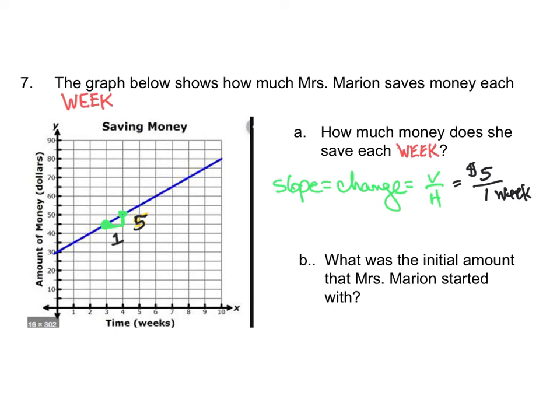Then what's my initial amount? Oh, let's look at that graph. So that graph, oh, it comes down here. Oh, where does this start? Remember, initial is our starting point. So we're looking for our start, right? And where does that start? I started with $30.